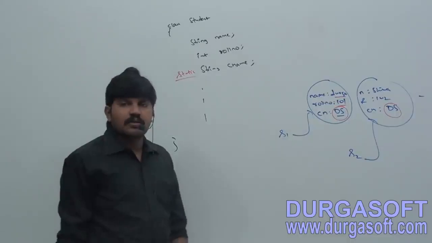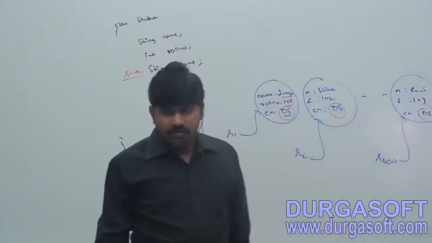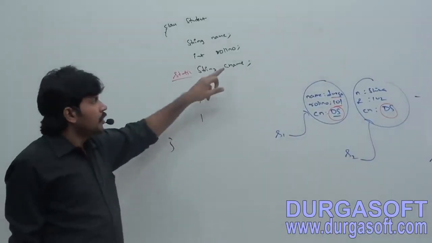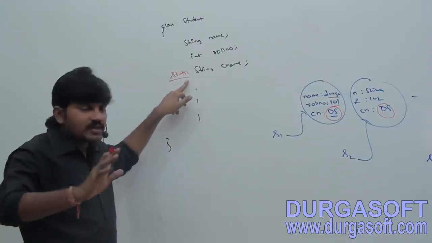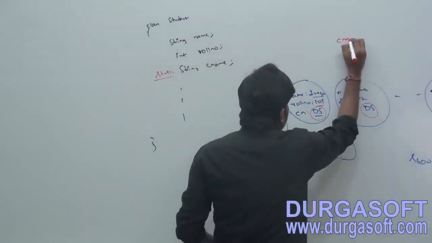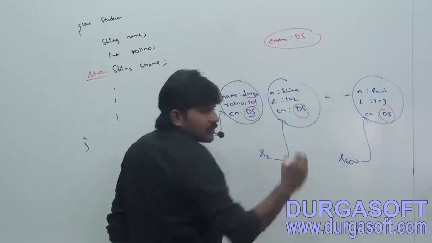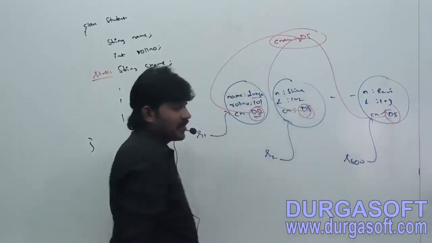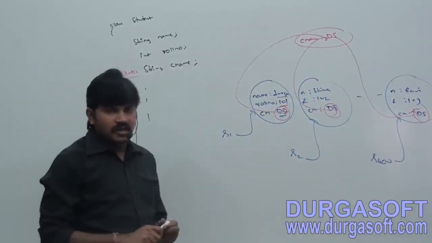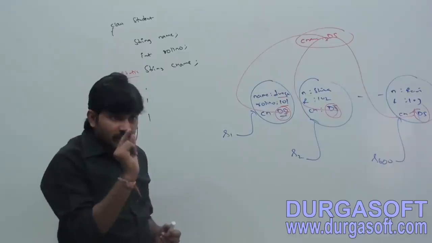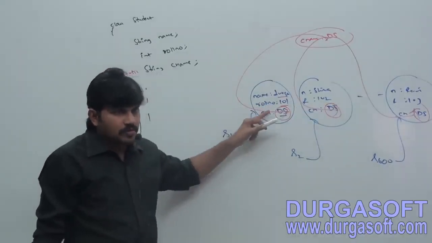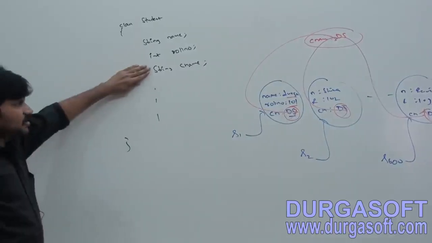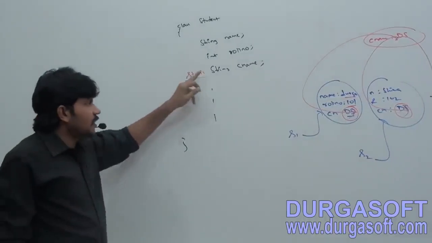Then you immediately ask, sir, if I declare this variable as static, what will happen? Very simple. If it is static, at class level only one copy will be created, college name Durga Soft, and this copy is shared by every object of the class. If the value of a variable is fixed for all objects, never declare that variable as an instance variable. Compulsorily we should declare it as static.